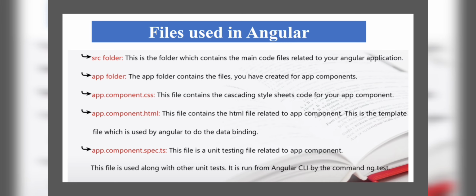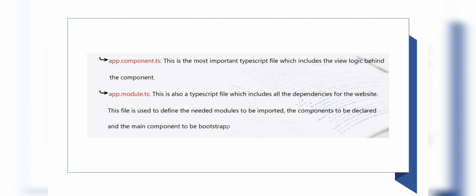In Angular there are many files which we use, like the src folder. This is the source folder, which contains the main code files related to your Angular application. Inside this source folder there is an app folder, which is the main folder we use to manipulate our page. Inside the app folder we have app.component.css, app.component.html, app.component.spec.ts, app.component.ts, and app.module.ts.